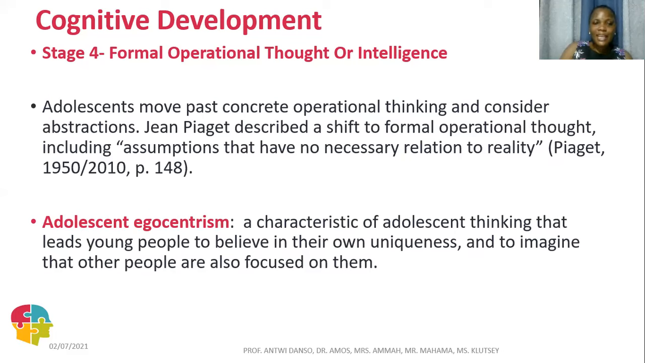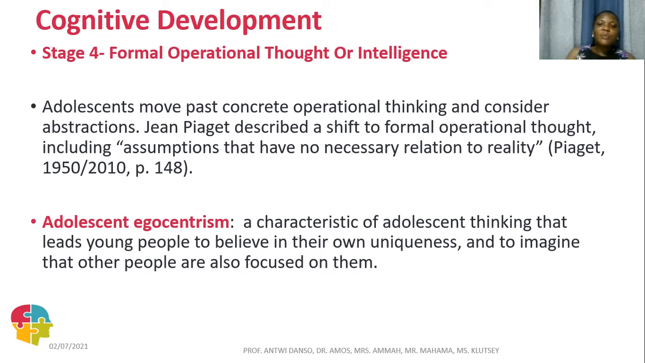In the final stage, that is stage 4, adolescents have what we call formal operational thought or intelligence. So they move past thinking in concrete sense and now they can do abstract thinking. So Piaget described a shift to formal operational thought, including assumptions that have no necessary relation to reality. The thing doesn't have to be concrete for the child to see. Even if you are describing it in abstract terms, the adolescent should be able to relate.